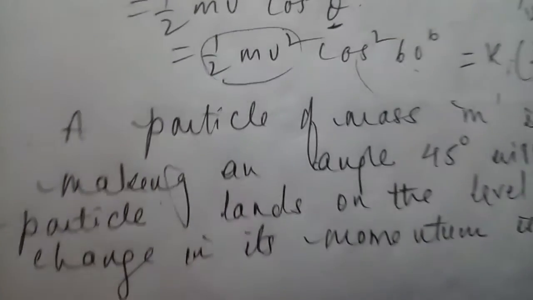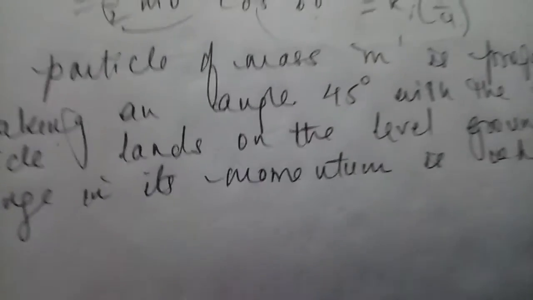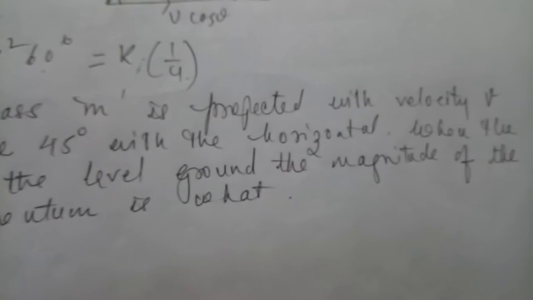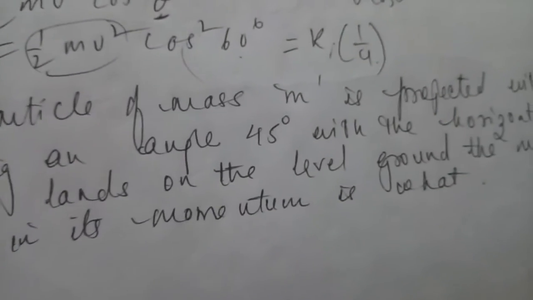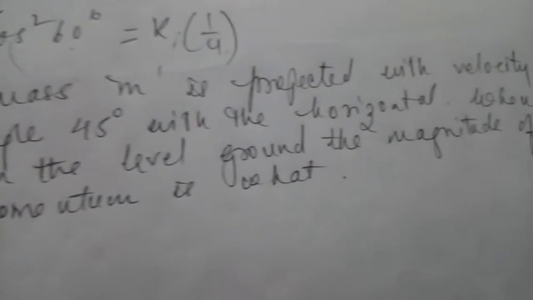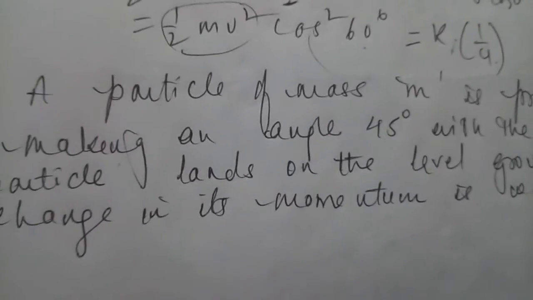Now we will look at another question. A particle of mass m is projected with velocity v making an angle 45 degree with the horizontal. When the particle lands at the level ground, the magnitude of the change in momentum is what? So I repeat the question. A particle of mass m is projected with a velocity v making an angle 45 degree with the horizontal. When the particle is landing over the level ground, the magnitude of the change in its momentum is what?